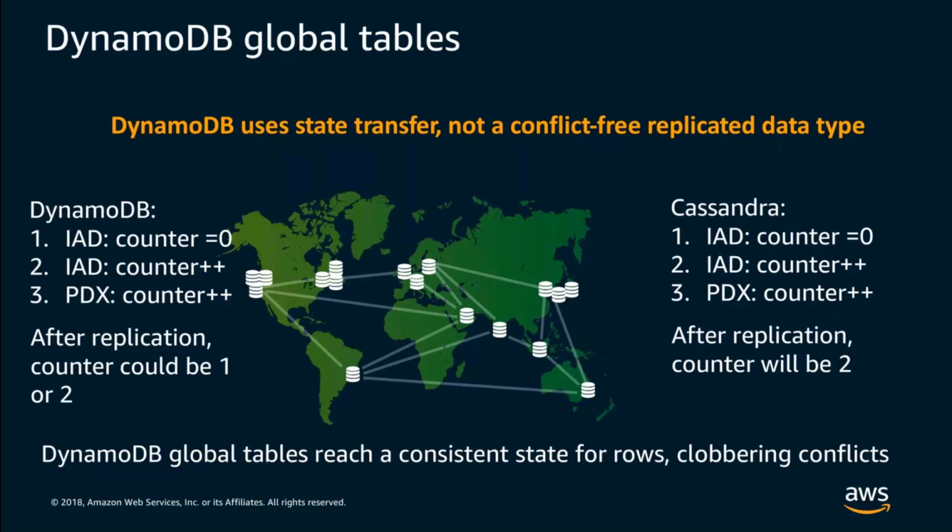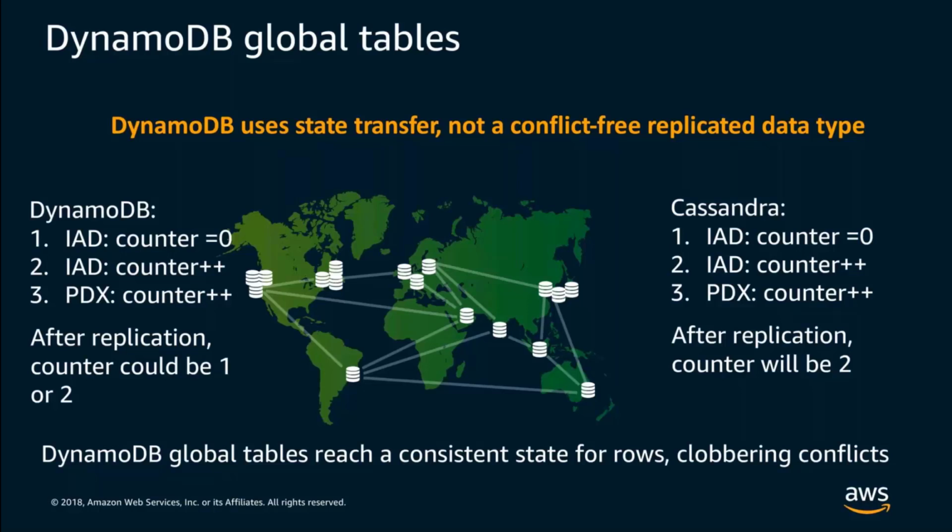And the best example here is looking at counters. So with Cassandra on the right side, if you have a counter in one region and another, you increment it in both, the final value will be 2. It will be additive. But in DynamoDB, if you do the same operation, the counter could be 1 or it could be 2, because what we do is we replicate the state of the row and not the effect, not the action that was done to get it to that state.